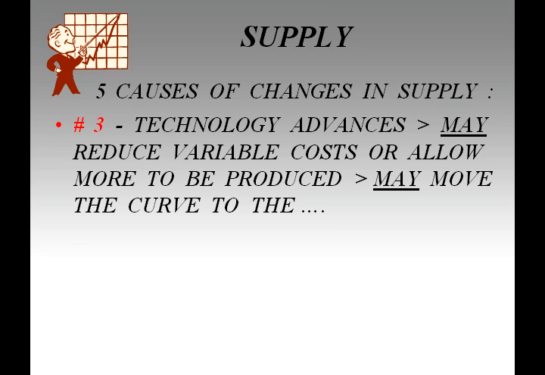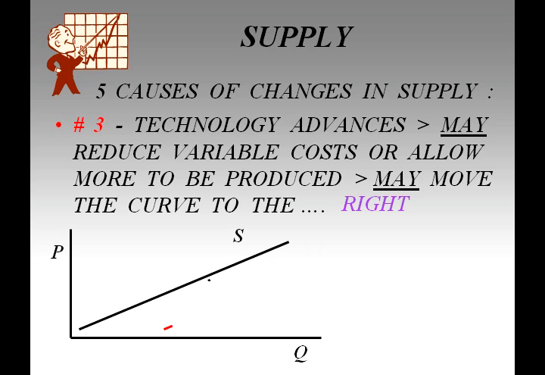For example, a manufacturer of a good that brings in a new piece of equipment that does one or a combination of two things: allows more to be produced per hour, or in some cases, can replace human workers, which are more expensive, with a more efficient machine. Now, what this will do in a market is it will move our supply curve, in this case, to the right.